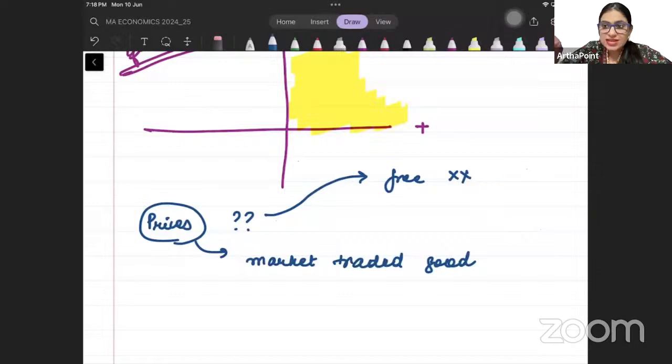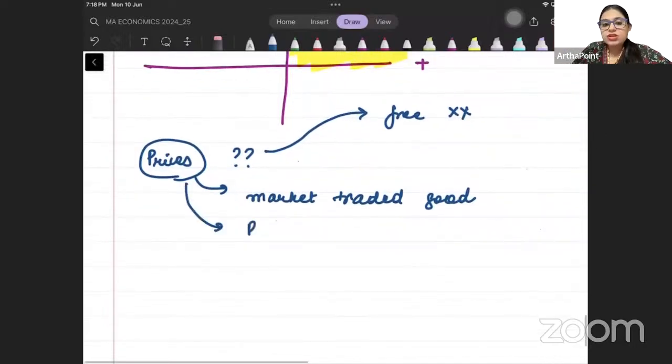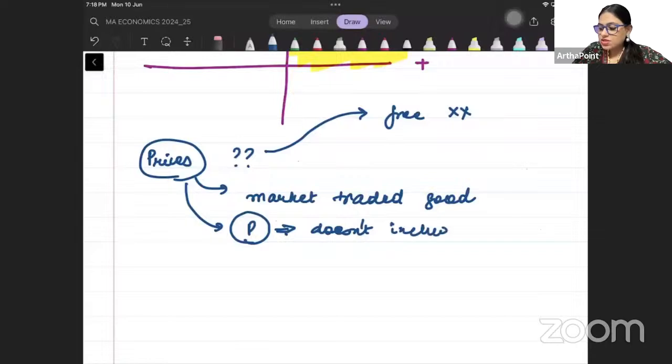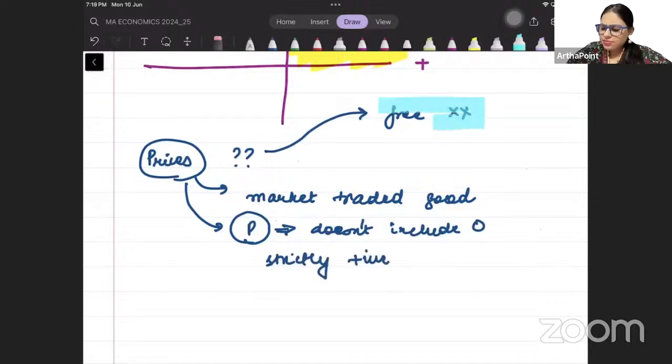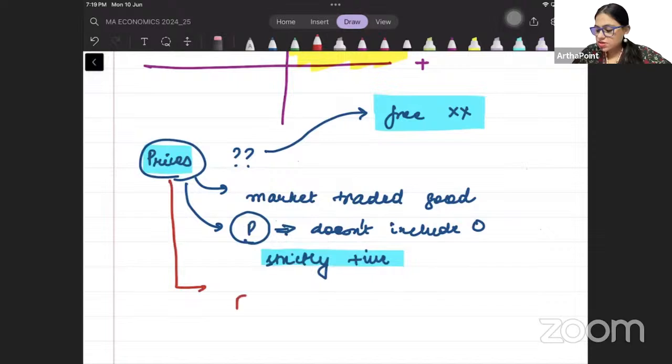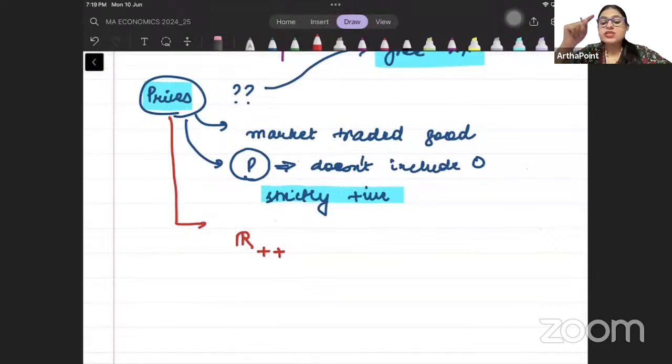So if it has some price attached to it, it means that when I talk about prices, it does not even include 0. It must be strictly positive, right? I will talk about some free goods very, very late in our lectures when I talk about general equilibrium. But for now, we will assume that prices are strictly positive. So in such a case, price is represented by R plus plus. Two pluses means that you are not including 0, right? So your price belongs to R plus plus space, which means 0 to infinity, positive, and 0 is also not included. It cannot be 0.